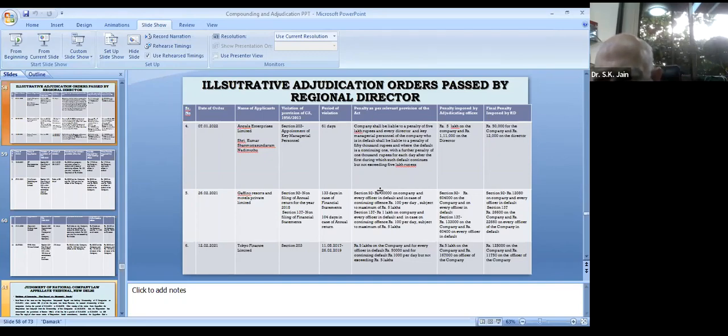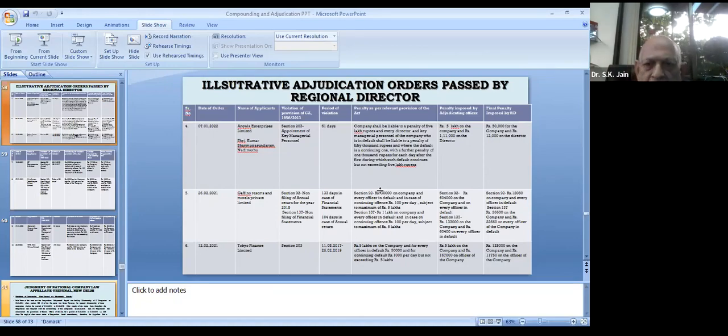In case of non-filing of financial statement, rupees 26,600 in place of 1,33,000 on the company, and instead of 60,400, 26,600 on every officer who was in default.